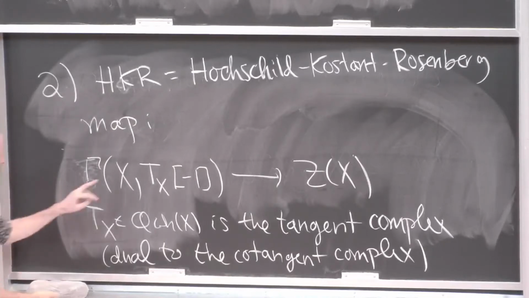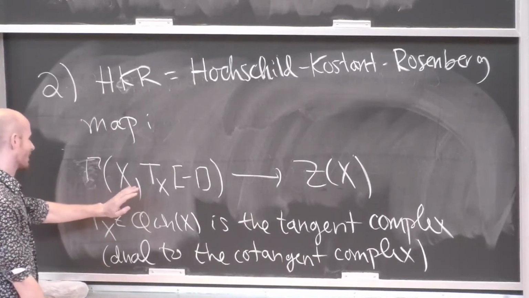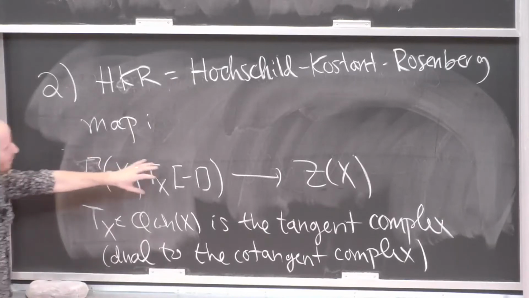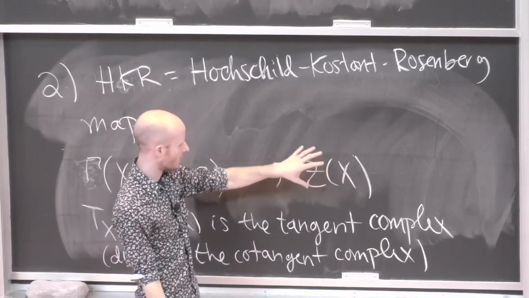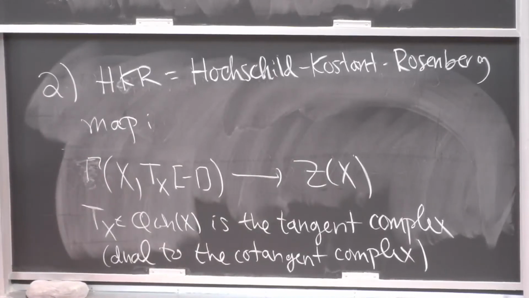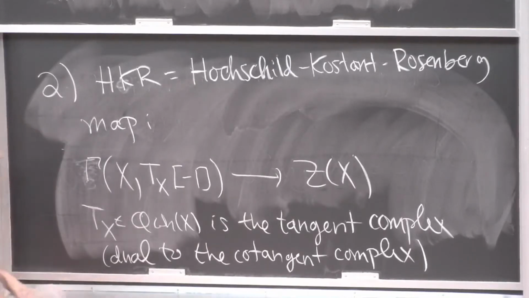Sorry, I had it backwards. Let me unwind that sentence and not repeat it. The claim is that there is some way of producing elements of this Hochschild cohomology, the center for X, from classes in the tangent complex. So that's what this HKR theorem gives you, or HKR construction.